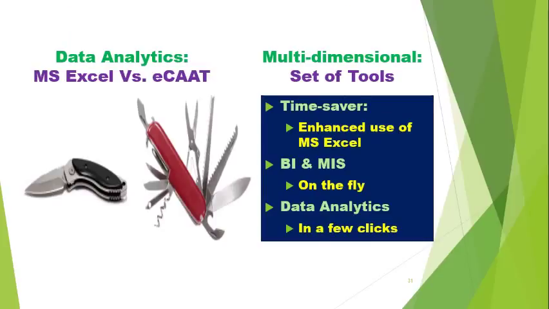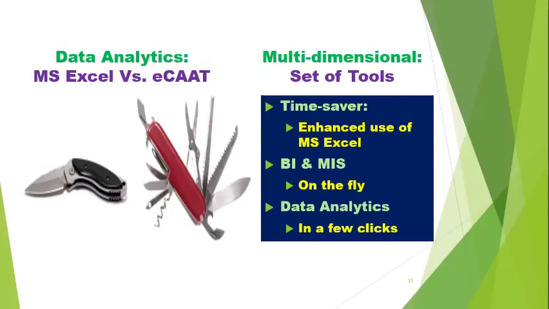So to summarize, you remember we said Excel is like a knife, whereas eCAAT is like a Swiss knife. It has got multiple functions. Depending on the need, you can use the specific tools. That's why we say eCAAT is a multi-dimensional set of tools. It is a time saver. For example, the same consolidate which I showed you, if you try to do through Excel, you find it takes much more time and you will not be able to get all the results which you wanted.